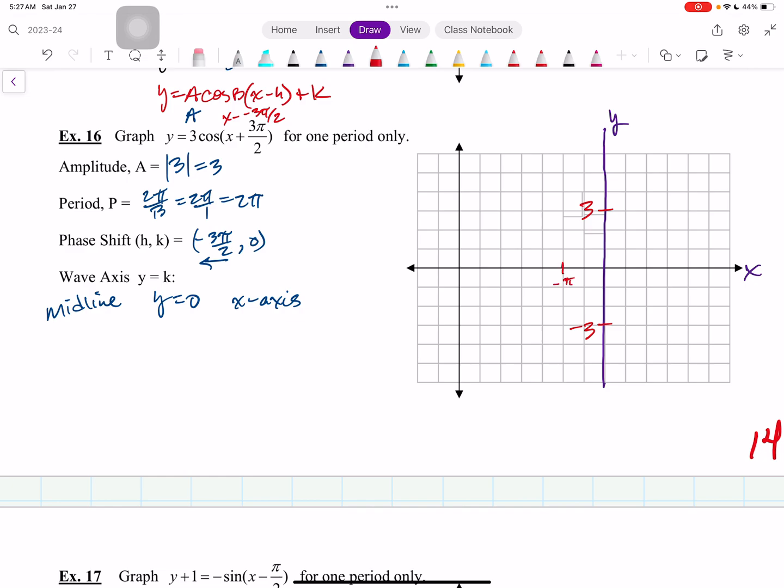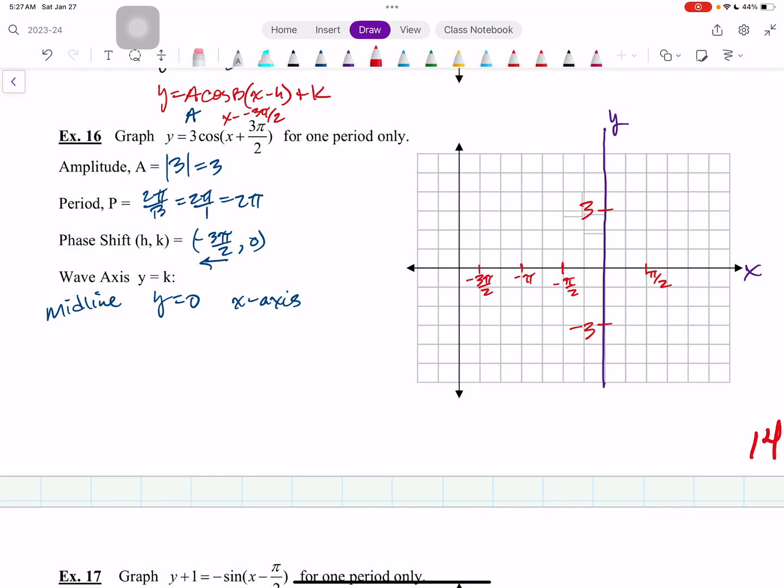So let's say we have negative pi halves here, negative pi, negative 3 halves pi. Over here on the right, we have pi halves. Okay, so here there was a left shift of 1.5 pi. So I had to redraw the y-axis because otherwise we'd be off the grid. Okay, so now at this point here, let's see.